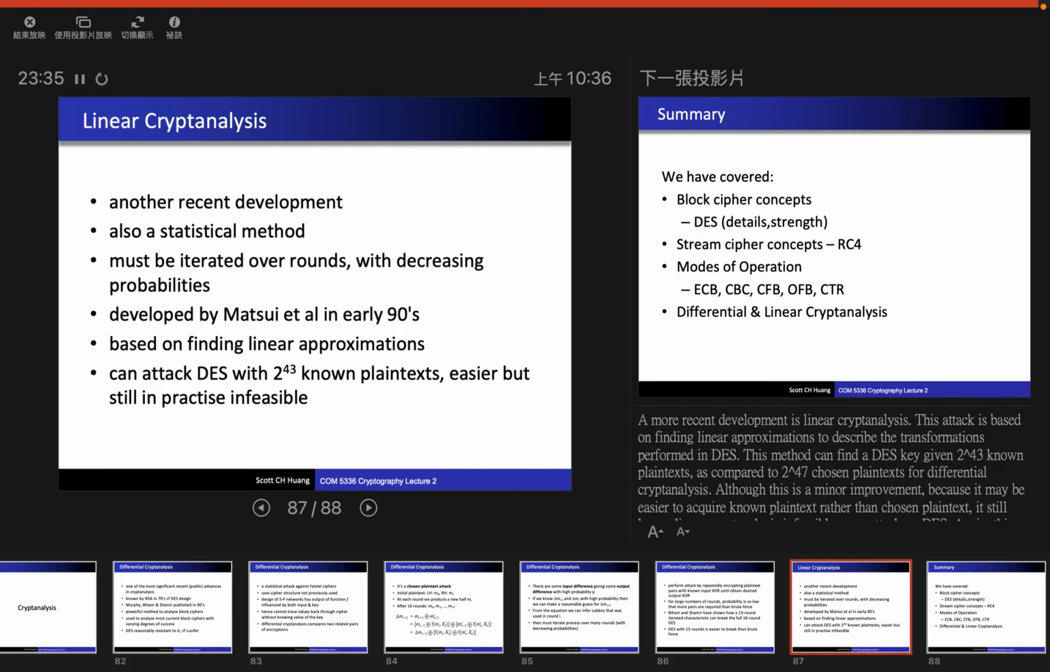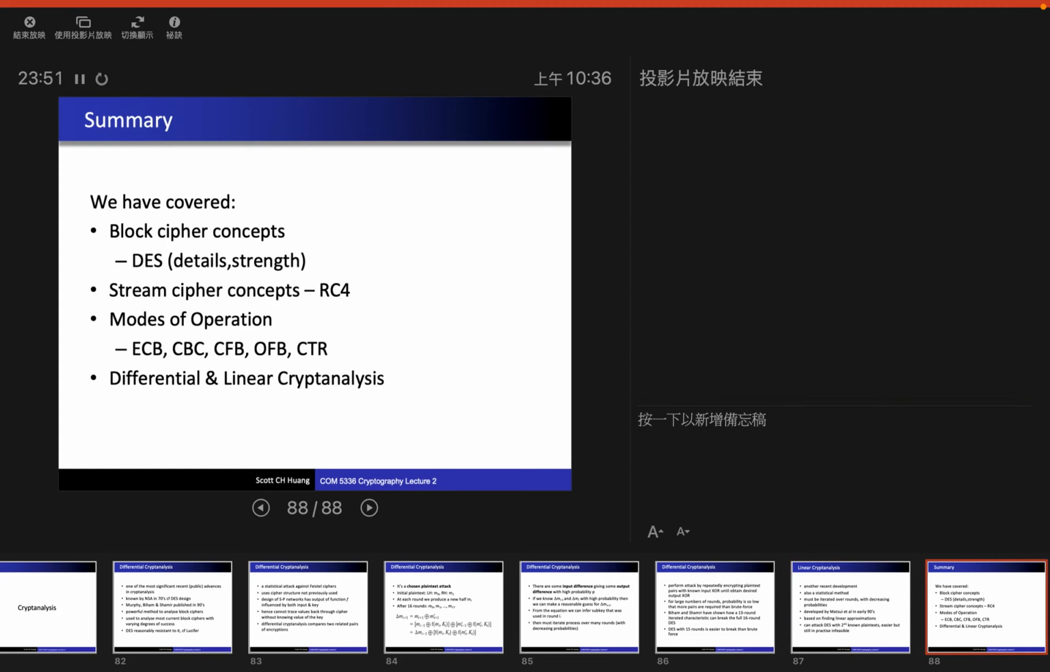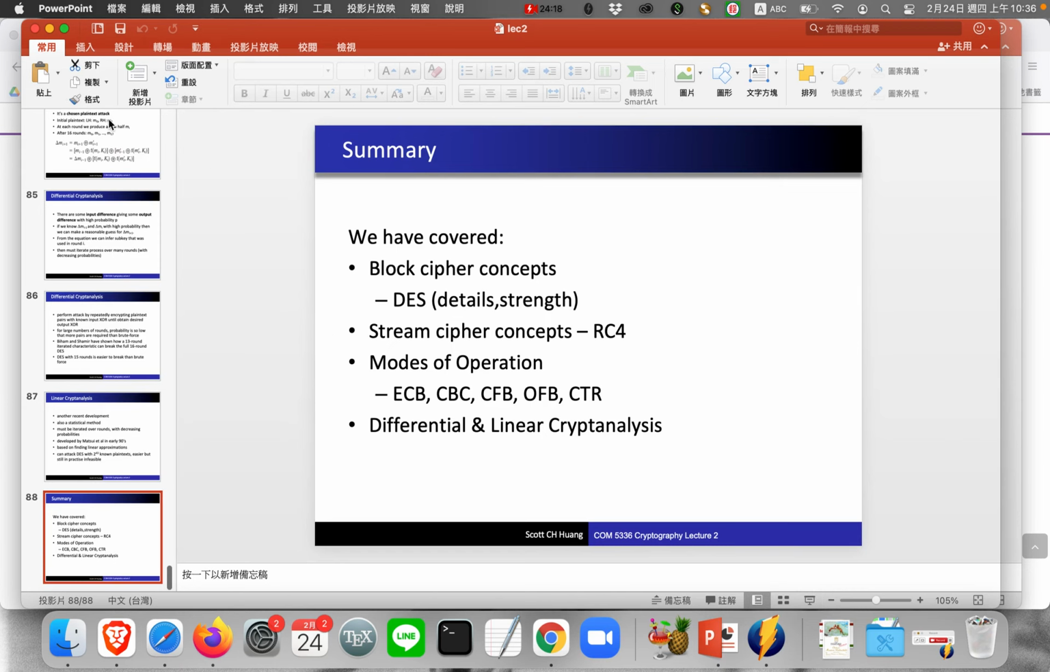There's another one called linear cryptanalysis. The idea is to use a linear function to simulate the behavior of your encryption algorithm. This is called linear cryptanalysis. These are commonly used for algorithms that are not well designed. These cryptanalysis methods can make a difference. Okay, so that's this part.